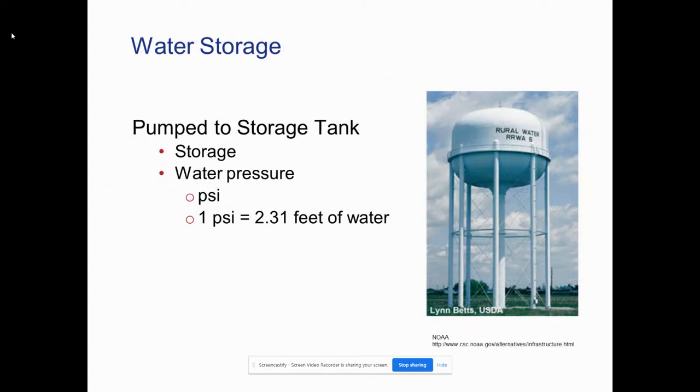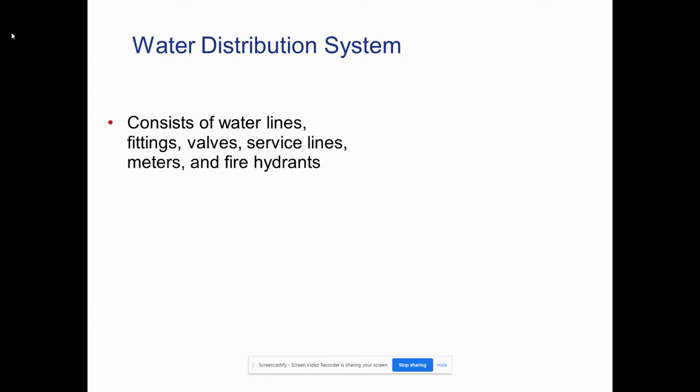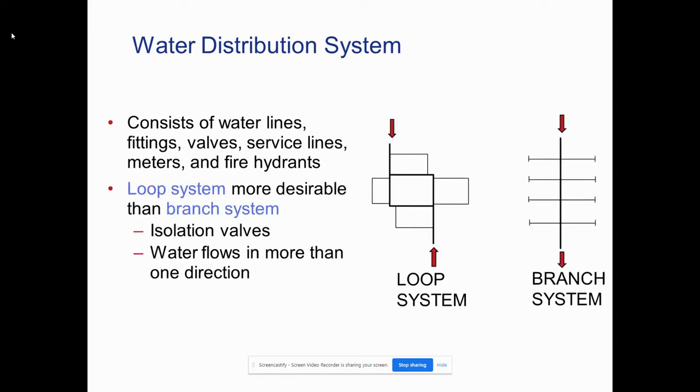Okay, so this is where things start to get interesting. So we pump to storage tanks, and remember this, that 1 psi of water is equal to 2.31 feet of water. Okay, that's water pressure: 1 pound per square inch is equal to 2.31 feet of water. So we have our water lines, fittings, valves, meters, hydrants.